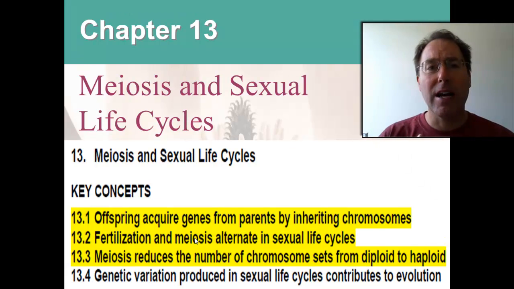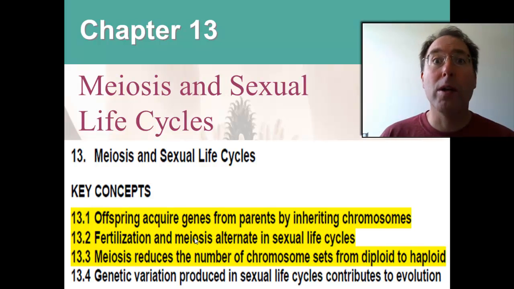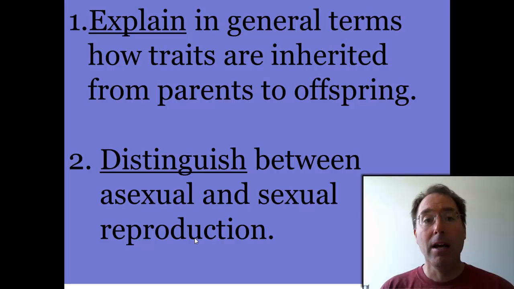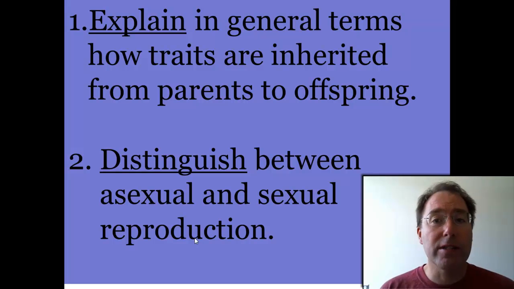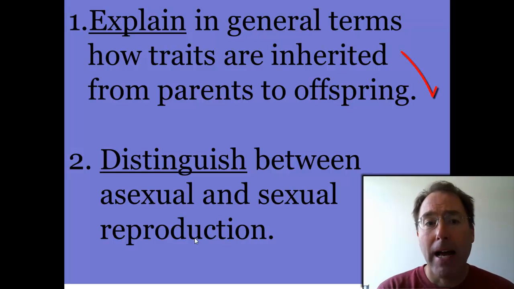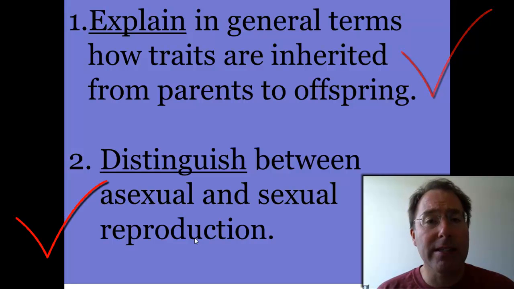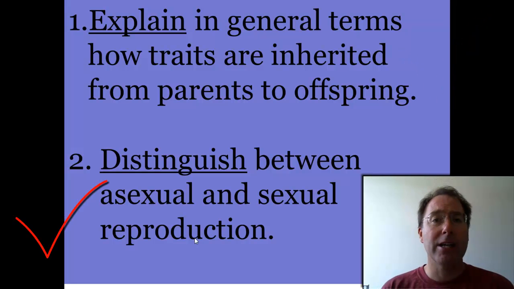There's this concept called alternation of generations. And then 13.3 will really get into the nuts and bolts of meiosis. Make sure you don't spend any time on 13.4. We're told that we don't need to teach that. Make sure that by the end of this little segment you're able to answer both of these objectives: how traits are inherited from parents to offspring, and make sure that you're able to distinguish between sexual and asexual reproduction.